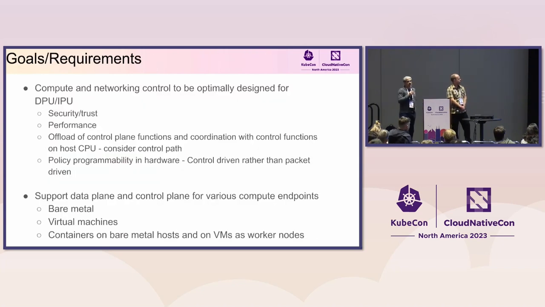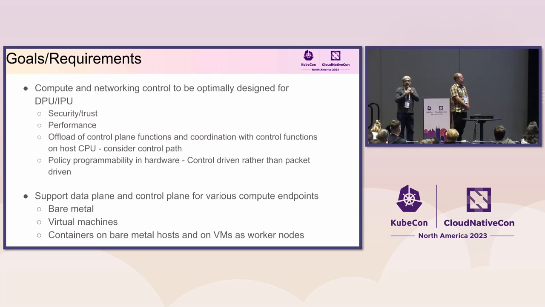So what are we aiming to do from here? Really, in here I showed you an example of a target that we're aiming for and what we've implemented so far. But in general, you could call it goals as well as a call to action to really enable DPUs, IPUs in a standardized way.